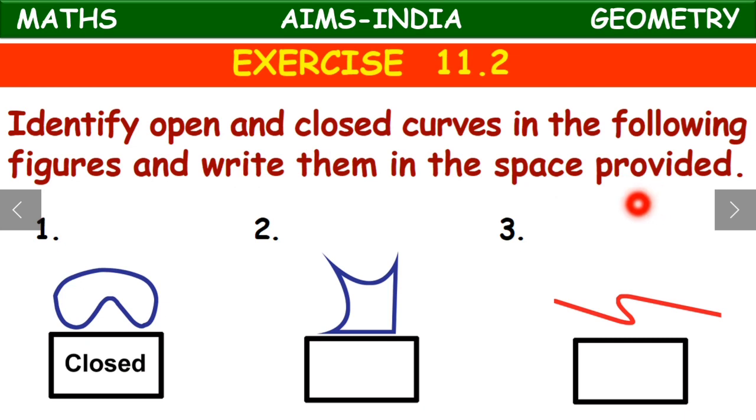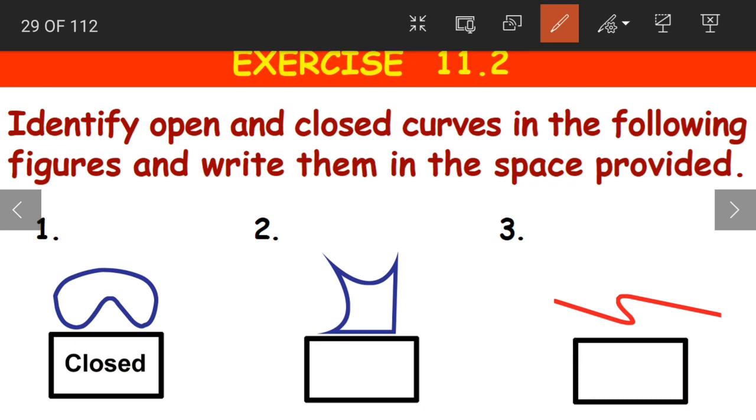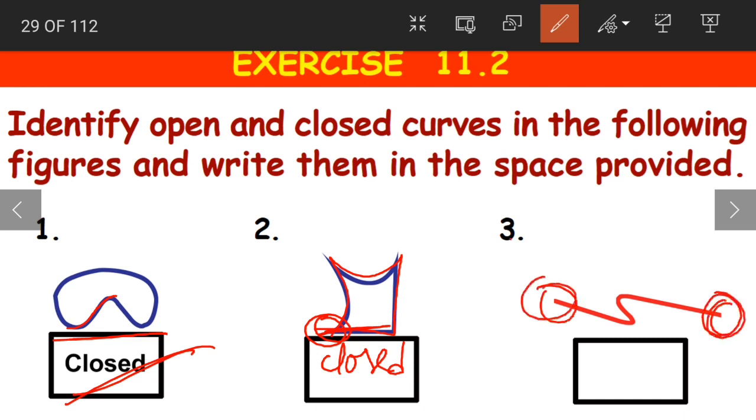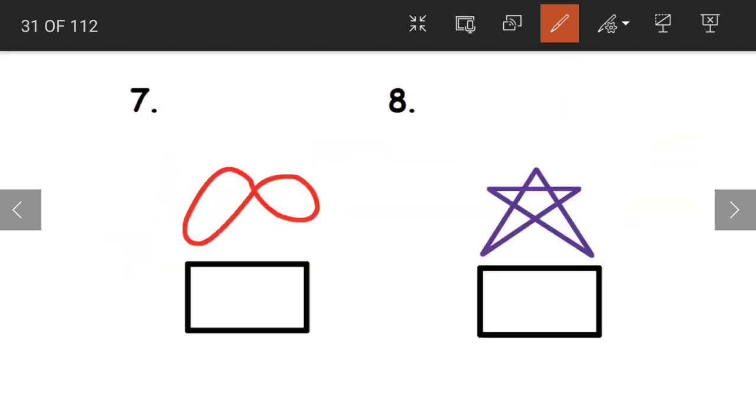Identify open and closed curves in the following figures and write them in the space provided. So coming to the first one, is this open or closed? It is closed. Yes, there are no open or loose ends. The ends are meeting each other. So it's a closed curve. Coming to 2, again 2 is also a closed curve. See, the ends are meeting. So this is also closed. Now coming to 3, the ends are not meeting. The ends are not meeting. So it is an open curve.